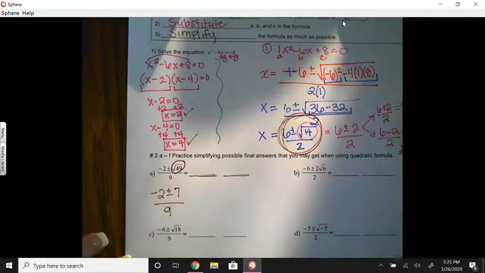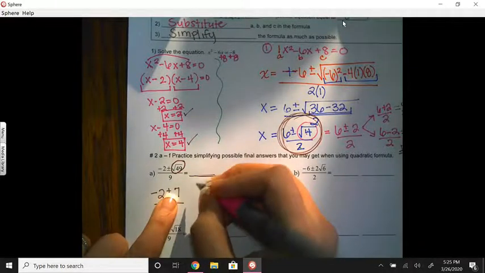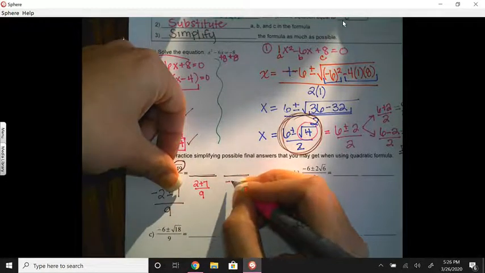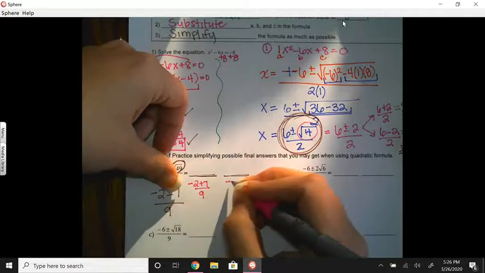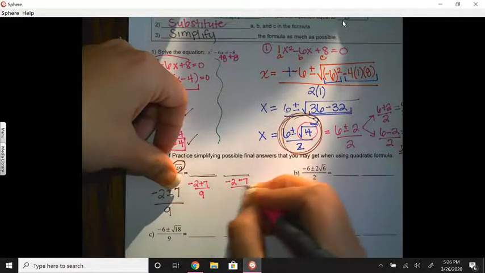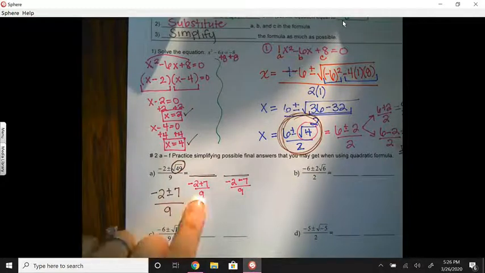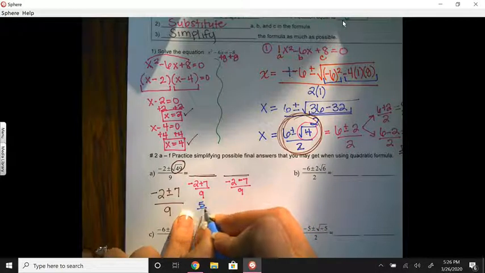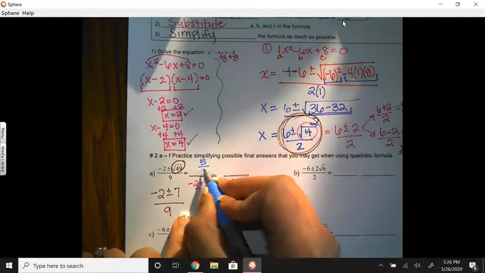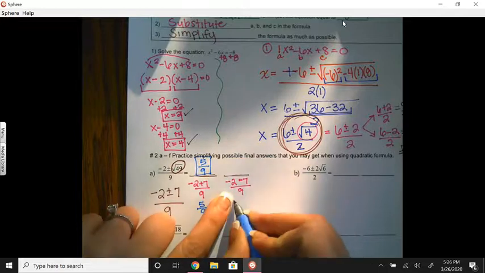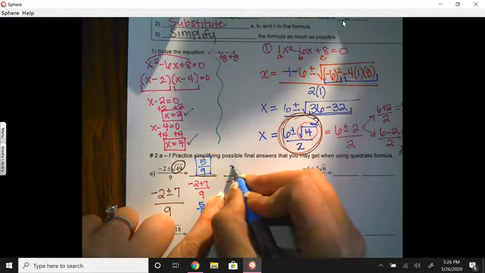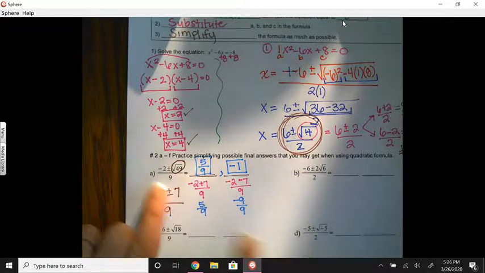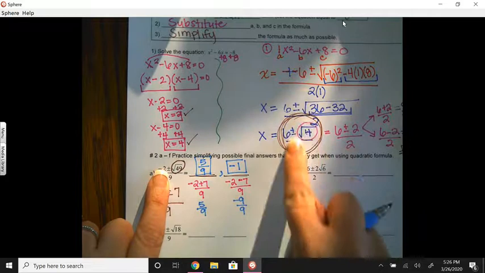Okay, then if the radical goes away, then you would just do 2 plus 7 divided by 9, and then you would do negative 2 plus 7 divided by 9, and then you would do negative 2 minus 7 divided by 9. So we would get here 5/9 as one of the solutions. And then here we would get negative 9/9, and we would put negative 1 as our solution. So that is the answers I'm looking for if you got this when you get to this step.